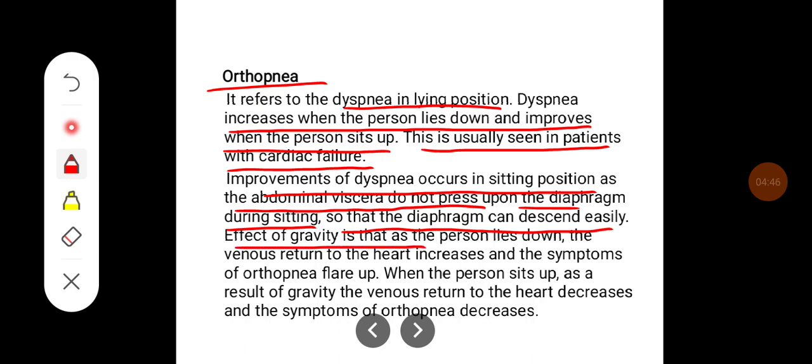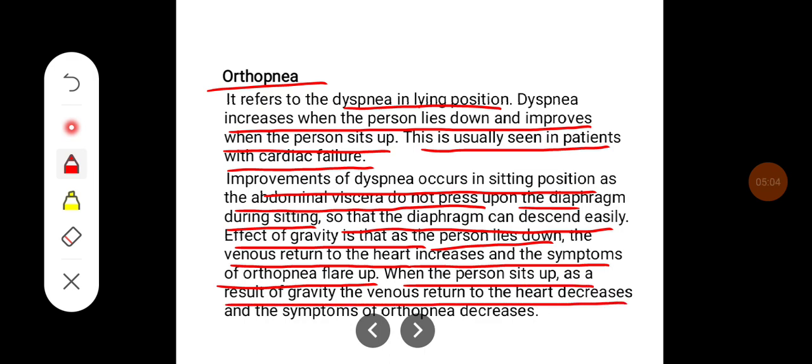Effect of gravity: as the person lies down, the venous return to the heart increases and symptoms of orthopnea flare up. When the person sits up, as a result of gravity, the venous return to the heart decreases and the symptoms of orthopnea decrease.